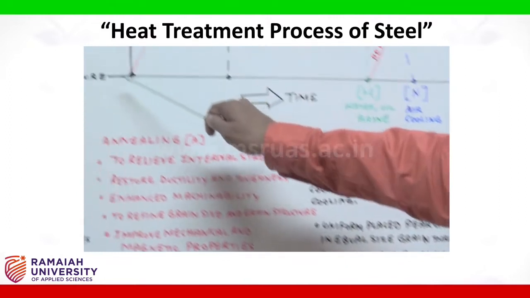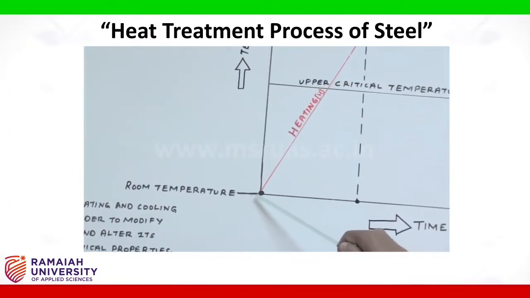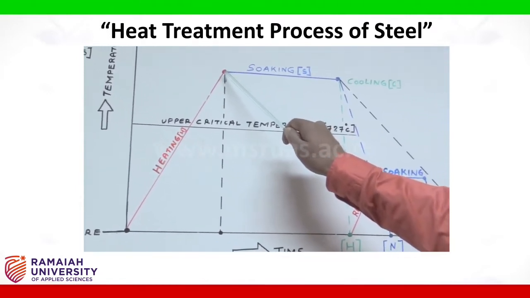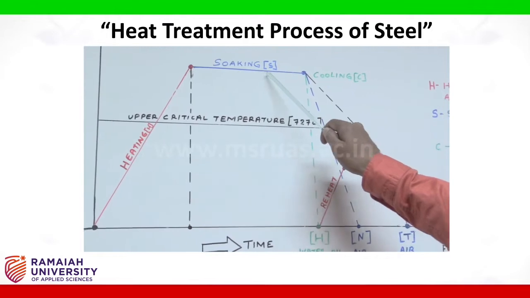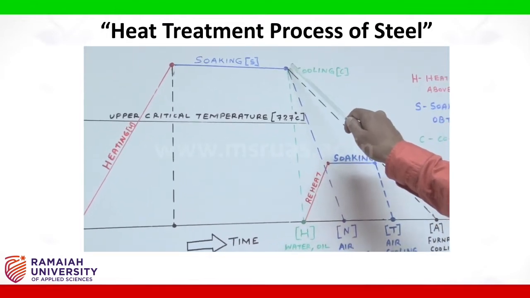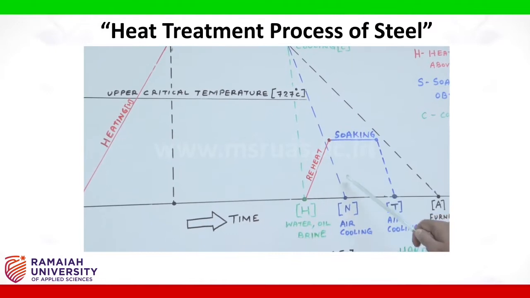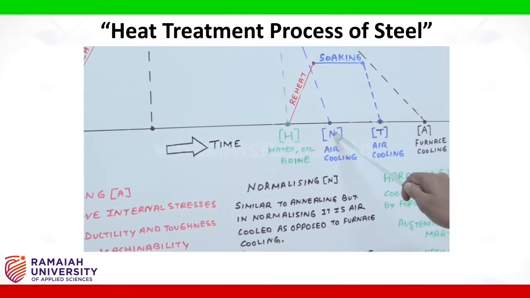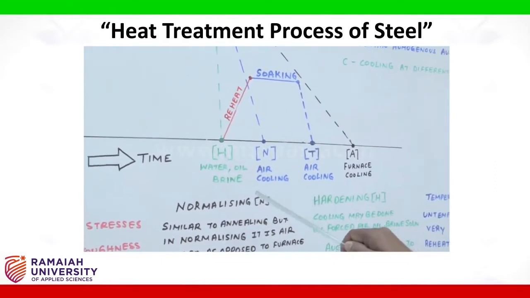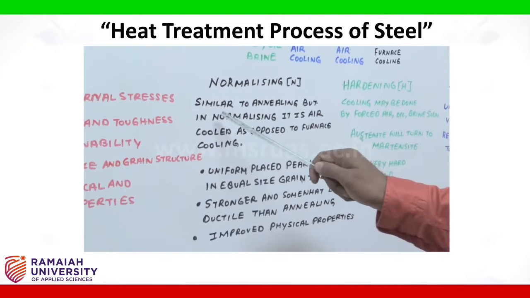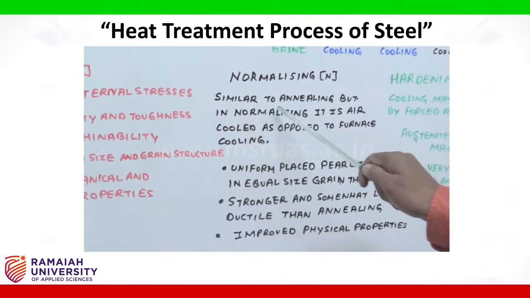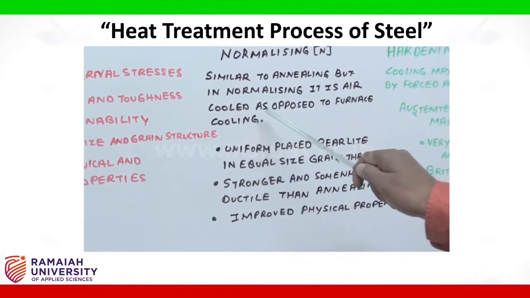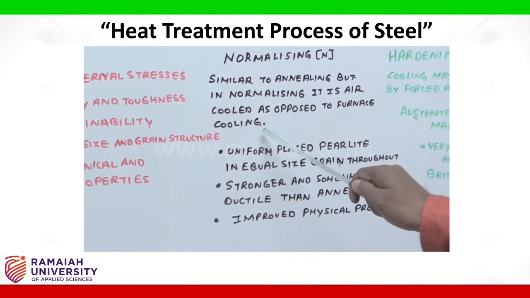Again, keep the sample in the furnace at room temperature, then it has to be heated above the upper critical temperature. At this point it has to be soaked for sufficient time, then it has to be cooled by keeping it outside in the atmosphere, air cooling, where you can see N for normalizing. From this normalizing heat treatment process, we can tell that this is similar to annealing, but in normalizing it is air cooled as opposed to furnace cooling.